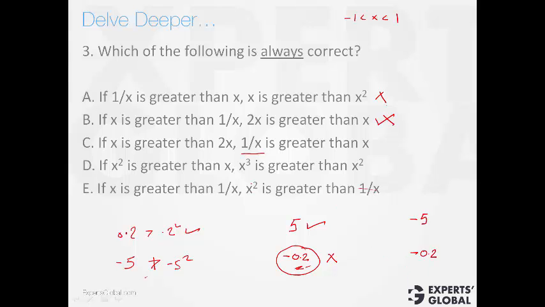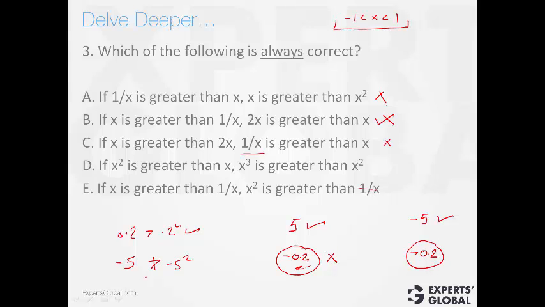So 1 upon x is greater than x. So yeah, 1 upon negative 5 will be greater than negative 5. So this is true in this case. However, this would not be true in this case. See, 1 upon x would be a big negative number, and it won't be greater than negative 0.2. So this can also be eliminated. Remember again, such values are playing the role in eliminating answer choices.